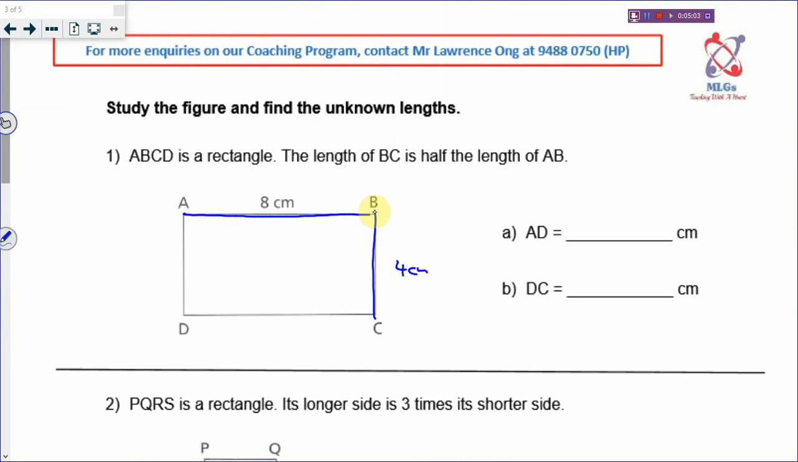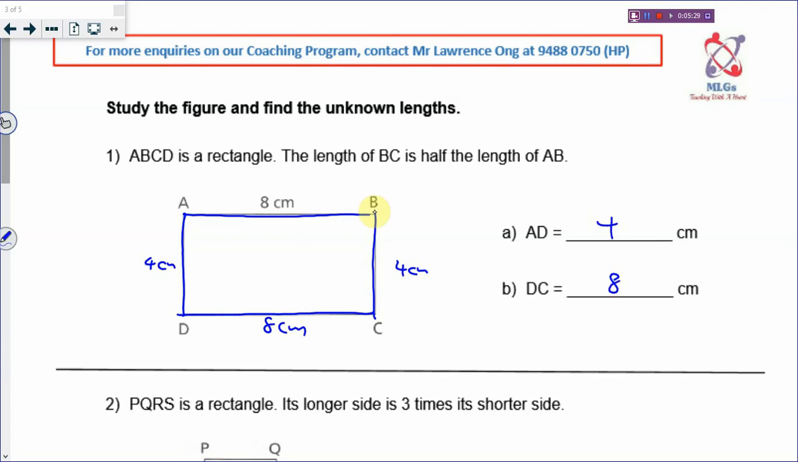So AD, what is AD? Now AD, if you look at this side, there's no number. But what do we learn about properties of a rectangle? Opposite sides are equal. So this has to be 4, right? And how about this side? What is the length? Opposite sides are equal as well. So that must be 8. So your AD is 4, and your CD is 8 cm.